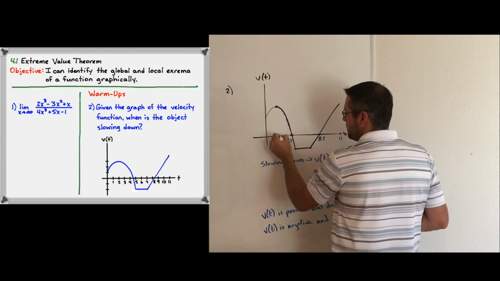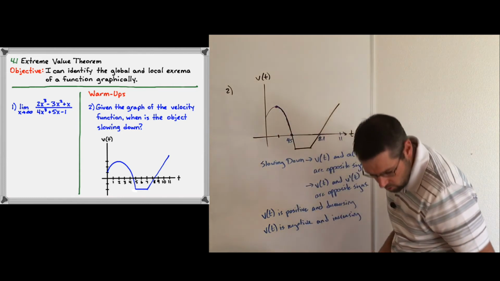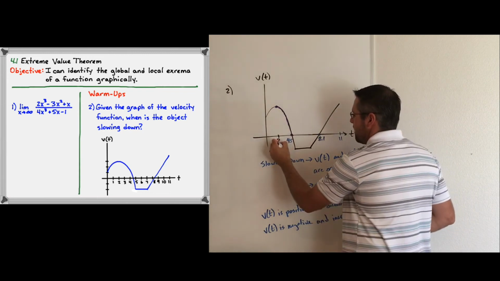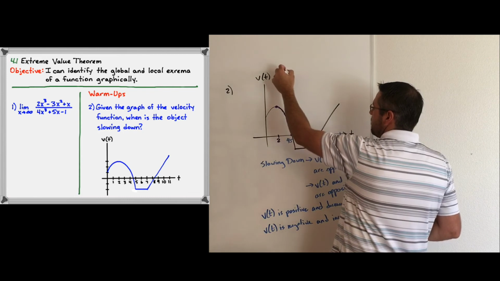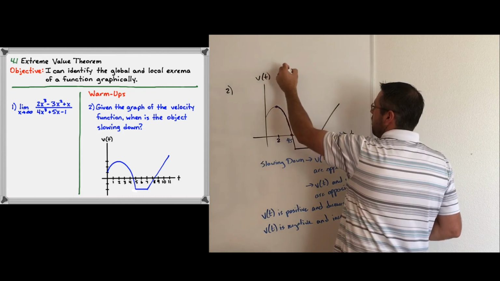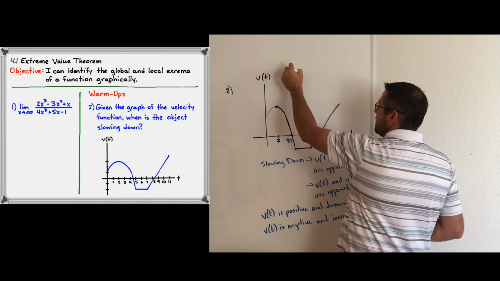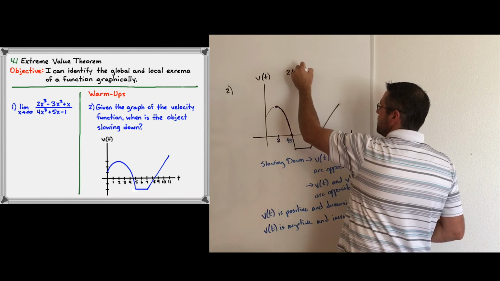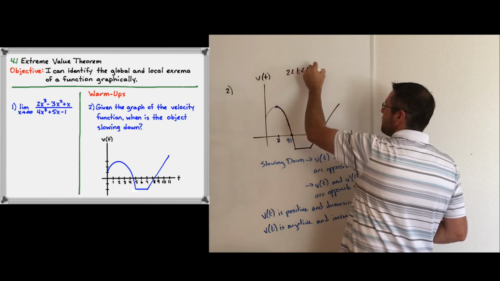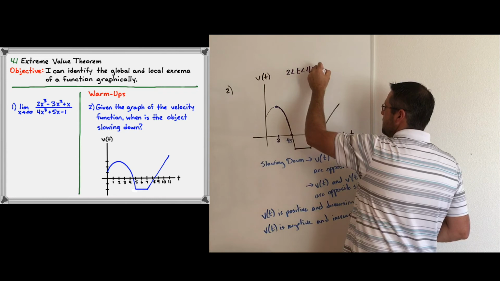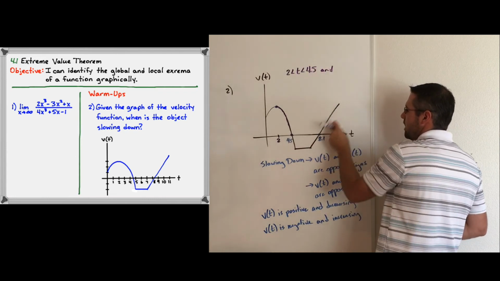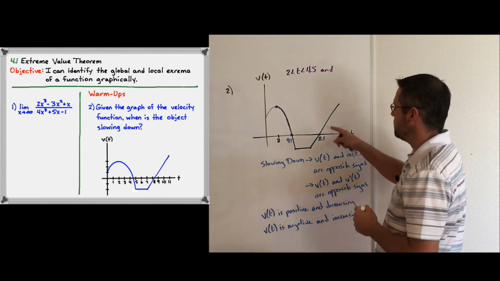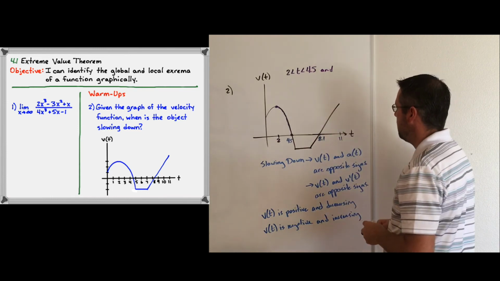So this point, that t value, was 2. So we would say the particle is slowing down over the interval 2 is less than t is less than 4.5. And where else? Let's see here. Well, over here, velocity is positive, but velocity is also increasing here, so I don't care about that region there.